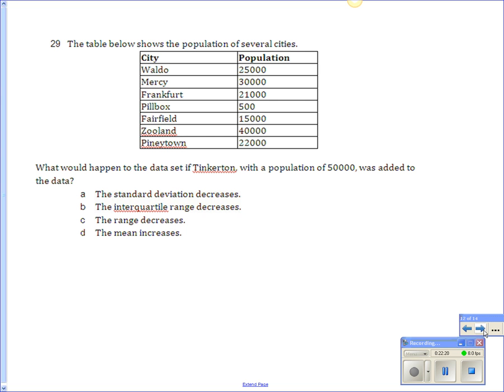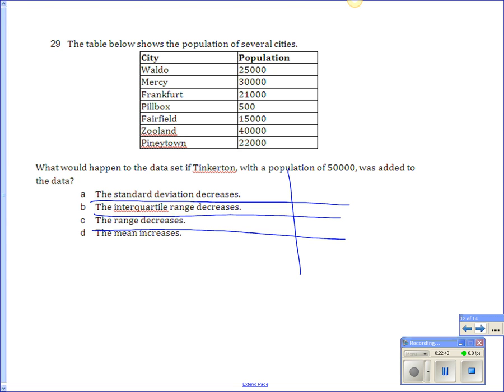All right. The table below shows the population of several cities. What would happen to the data set of Tinkerton with a population of 50,000 was added to the data? Okay, so let's just go ahead and, guys, if you'll extend this, draw some lines out, and we're going to write down the numbers that we get from here, and then we're going to write down numbers when we add 50,000. So just do this. I'll explain what I mean more in a minute. I know this is confusing right now, but just draw your lines out. And we're going to make a little chart.